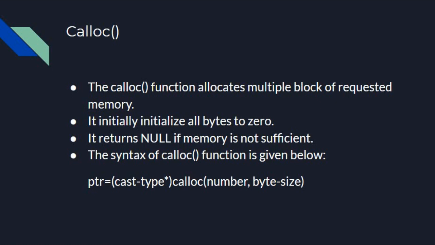The malloc function is used to allocate a single block of memory space, while the calloc function is used to allocate multiple blocks of memory space. Each block allocated by the calloc function is of the same size. Another difference is that the calloc function initially initializes all bytes to 0, whereas the malloc function does not initialize and may have garbage value associated with it.